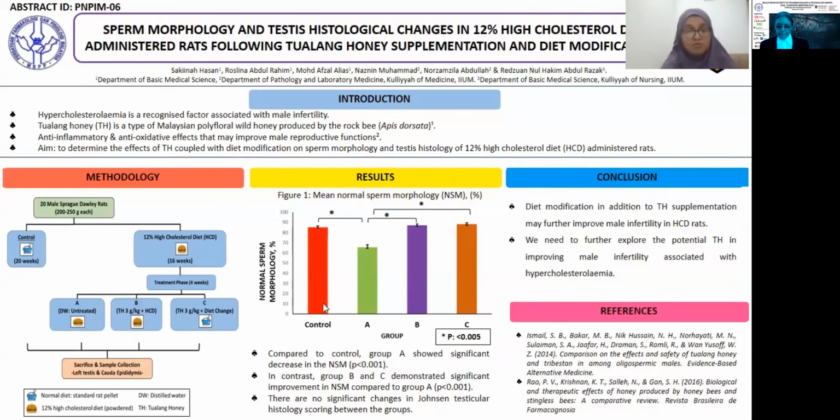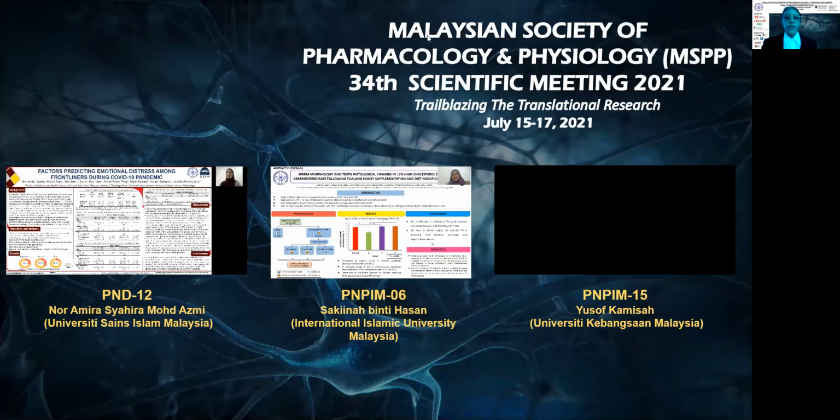We found that compared to control, Group A showed a significant decrease in the percentage of normal sperm morphology. In contrast, both Group B and C demonstrated significant improvement in the percentage of normal sperm morphology compared to Group A. However, there were no significant changes in Johnson testicular histology scoring between the groups. As a conclusion, diet modification in addition to tualang honey supplementation may further improve male infertility in high cholesterol diet rats. Therefore, we need to further explore the potential of tualang honey in improving male infertility associated with hypercholesterolemia. Thank you.